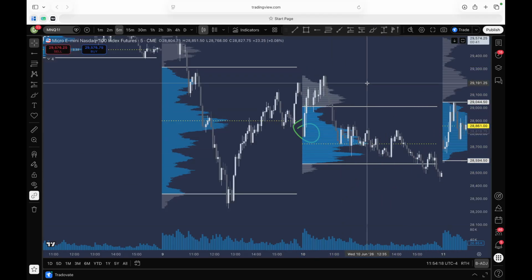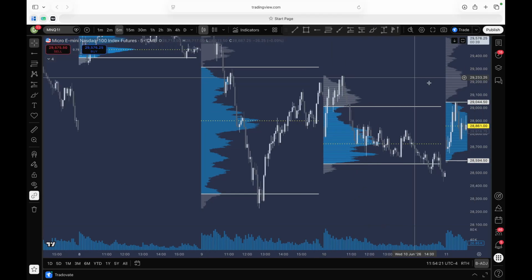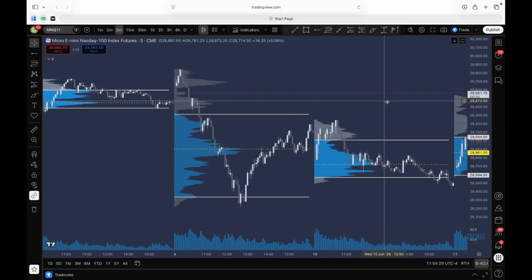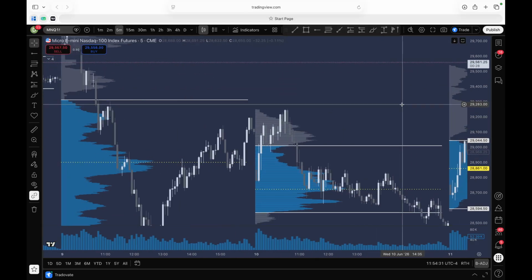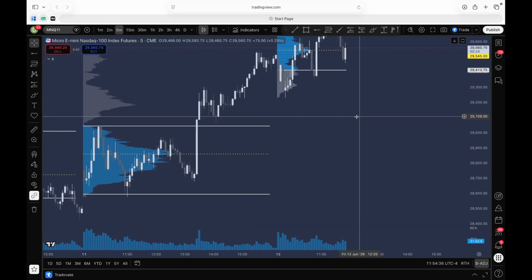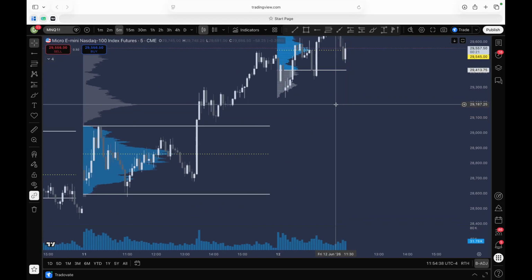Okay, so it just gives you that idea of where the market can go. It is not 100%. It's just a theory and it raises your probabilities. Okay, so you just have to keep that in mind.